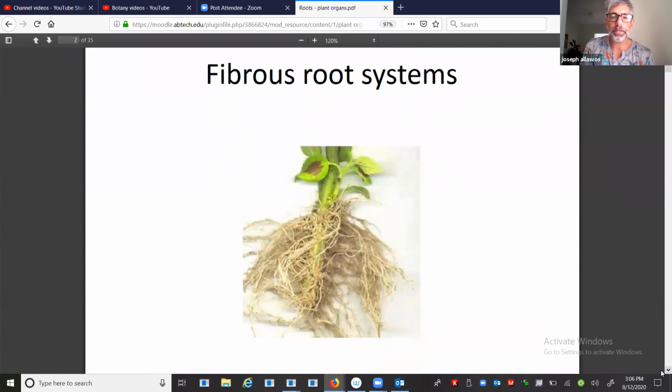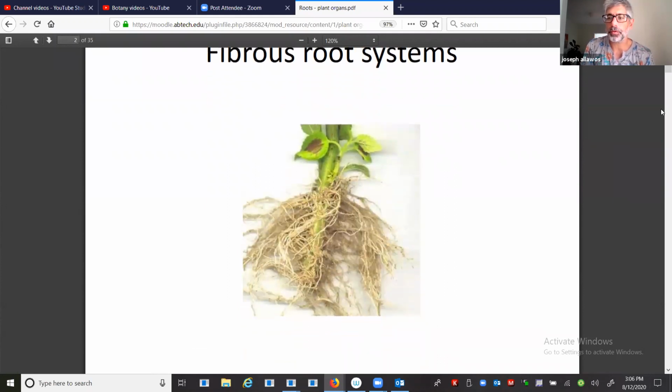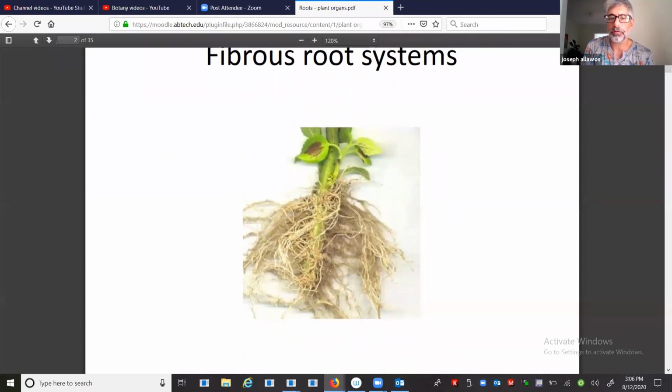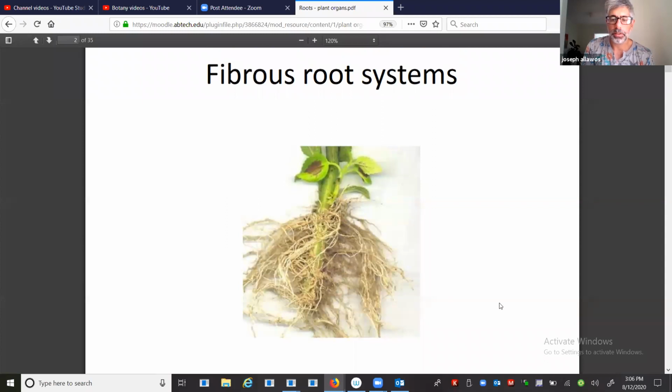So there are 2 basic types of root systems. We could think of it that way. One is called a fibrous root system. What you're looking at here is a coleus plant, and in a fibrous root system, there are many roots and they're all roughly the same. There are not big ones and little ones per se. They're all roughly equal one to the next.